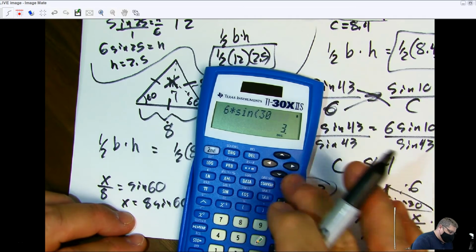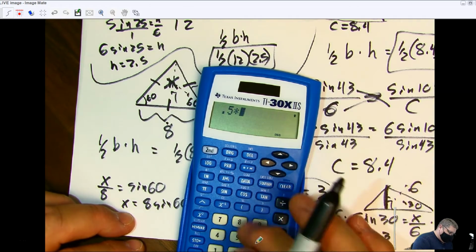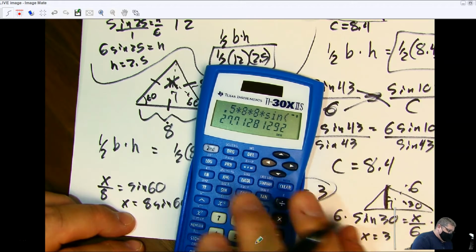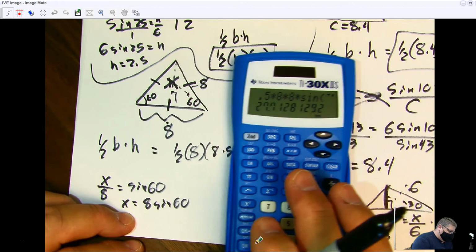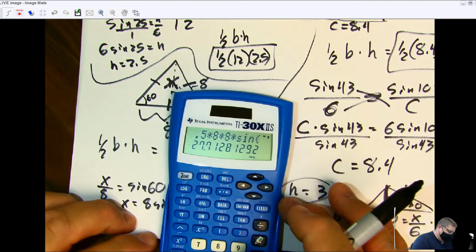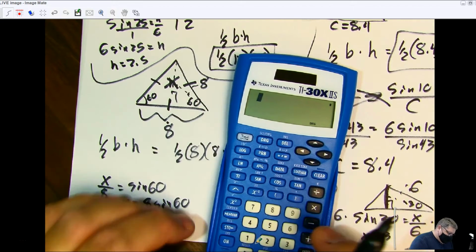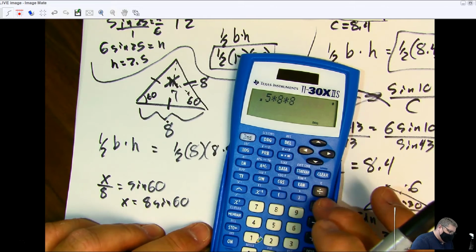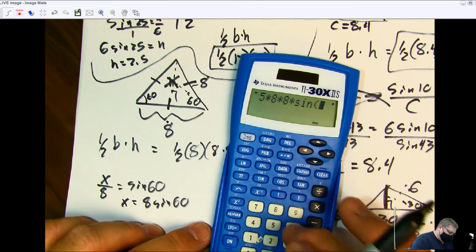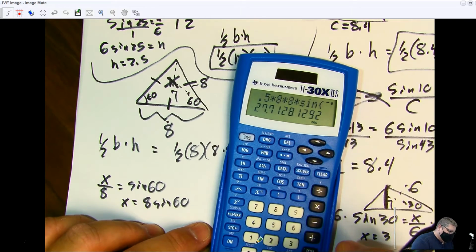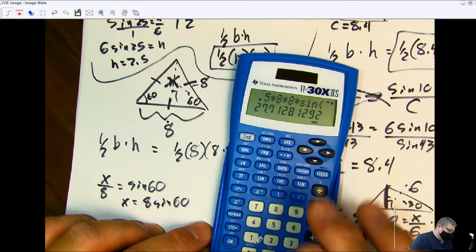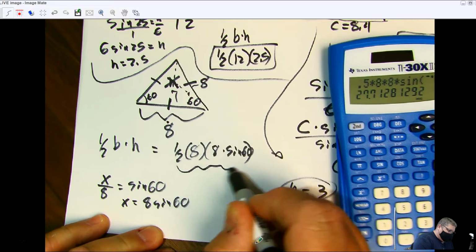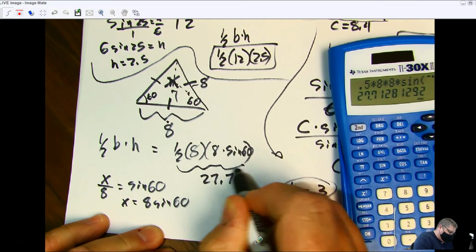So I have 0.5 times 8 times 8 times sine of 60. That is 27. That doesn't seem right. I think I typed it in wrong. 0.5 times 8 times 8 times sine of 60. Oh, that's the area. Yeah, that makes more sense. Okay. So the area here would be 27.7.